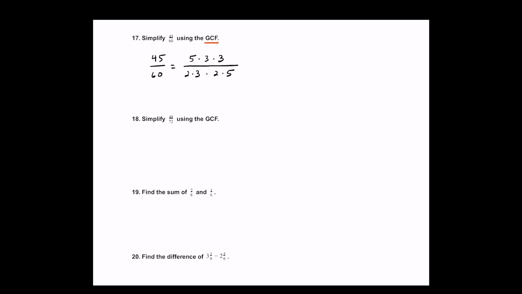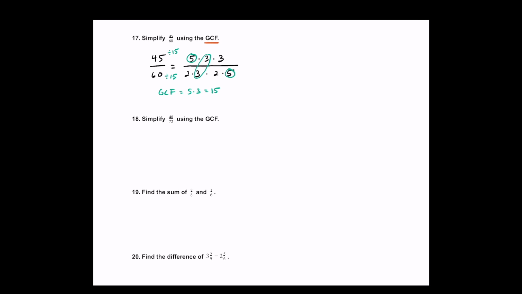And let's take a look at how we simplify using the GCF. Well, let's find the GCF. So these two numbers pair up, so that's 3. And you can also notice that these 5s pair up. And so the GCF here is going to be 5 times 3, and that's equal to 15. So if that's the greatest common factor, we can divide by both of these.